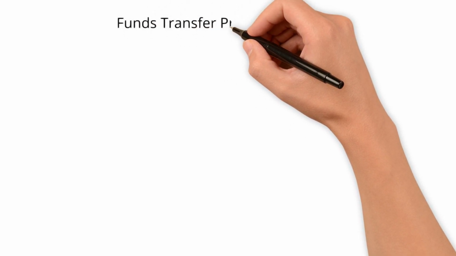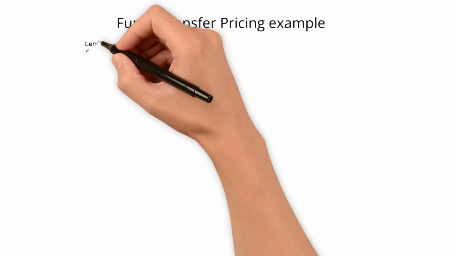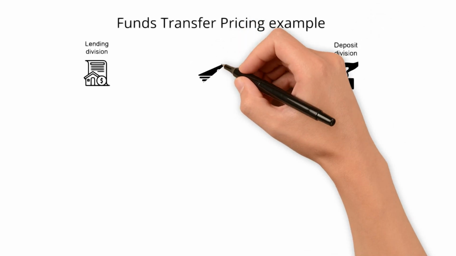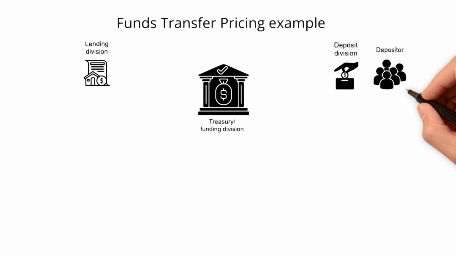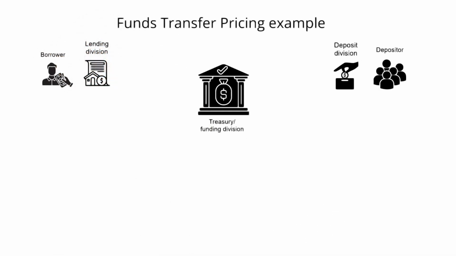After elaborating on the theory, let's consider a simplified example of fund transfer pricing involving three main divisions within a bank, namely lending, deposit, and treasury. What are the assumptions? The deposit division gathers funds through deposits from depositors. The lending division provides loans to customers or borrowers. The loan rate is the interest rate charged on those.